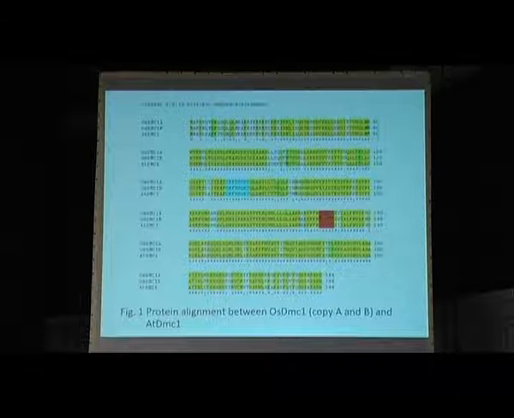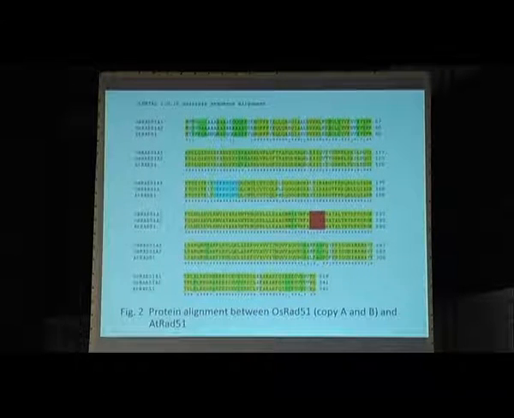This slide shows the alignment of the amino acid sequences of DMC1A, DMC1B, and Arabidopsis DMC1. Comparing DMC1A and B, there is very high similarity, 97.9% at the amino acid level. And when we compare with Arabidopsis DMC1, it shows 81% at the amino acid level. And for Rad51 A1 and A2, when we compare with the Arabidopsis Rad51, the similarity is nearly 80% at the amino acid level.